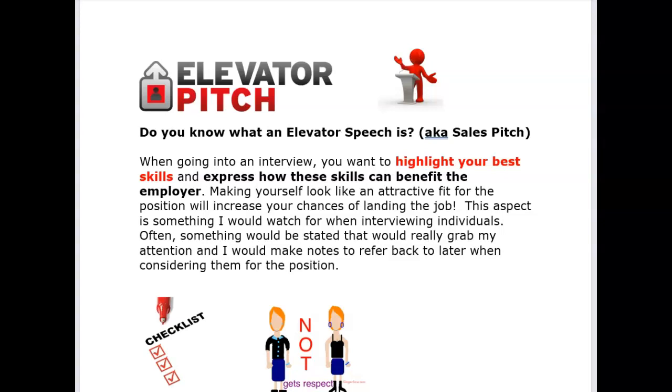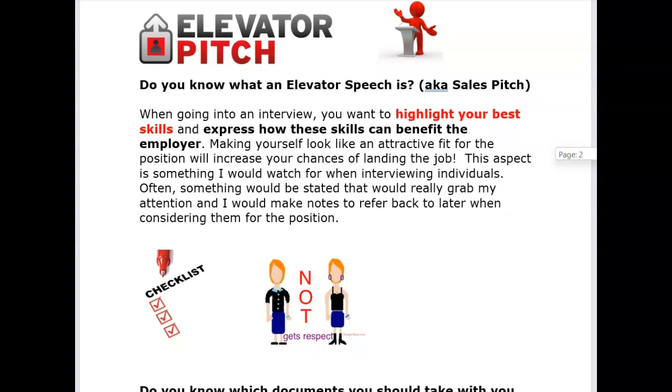This aspect is something that I would watch for when I was interviewing individuals. Often something would be stated that would really grab my attention, and I would make notes to that and refer back to it later when considering them for the position. All right, so that gives you some insight when you're thinking about what employers are looking for.